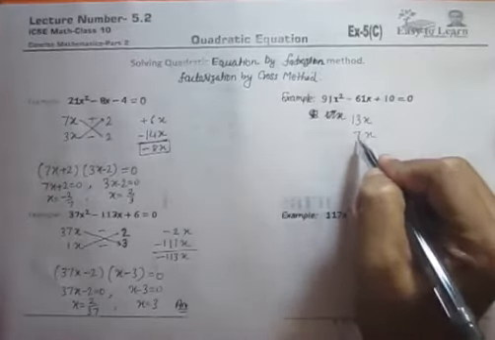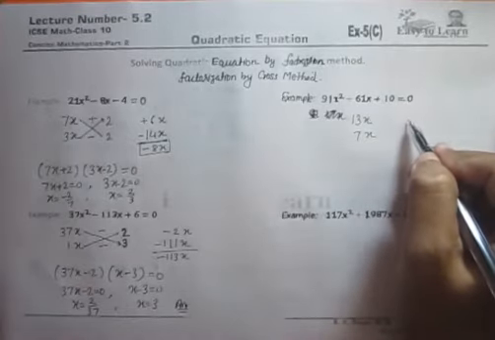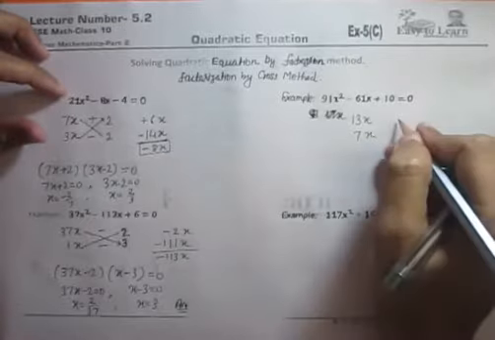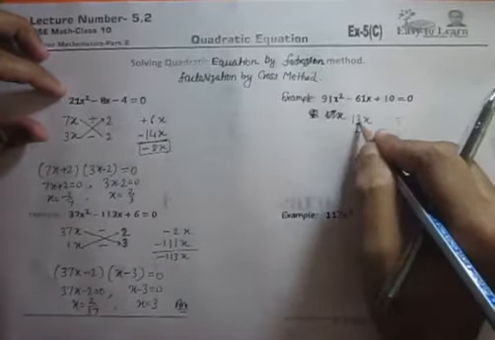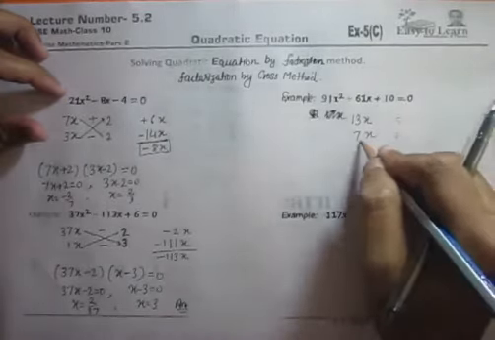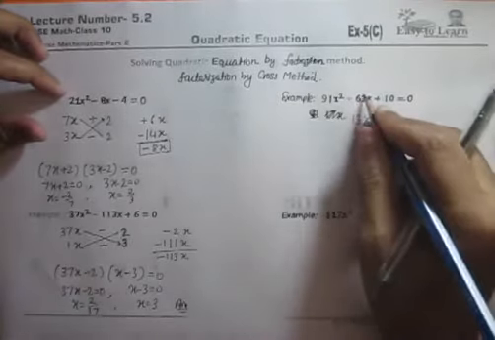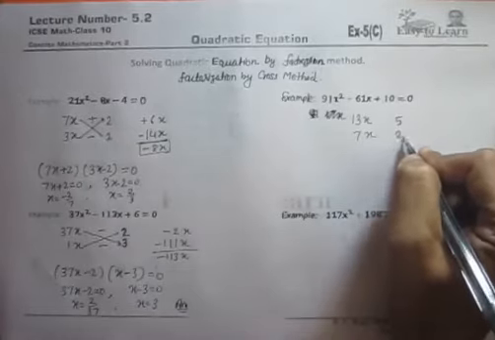13 into 7 will be equal to what? 91. Now 10 can be written as 5 into 2. So either I can write 5 here and 2 here. If I write 5 here and 2 here, 13 into 2 will be 26 and 7 into 5 will be 35. And their sum is what? 61. So I will write 5 here, 2 here.